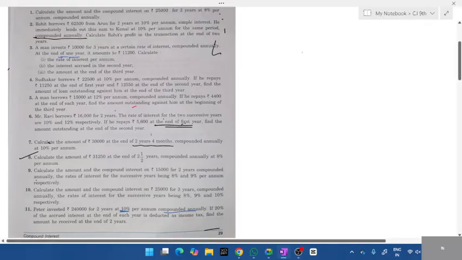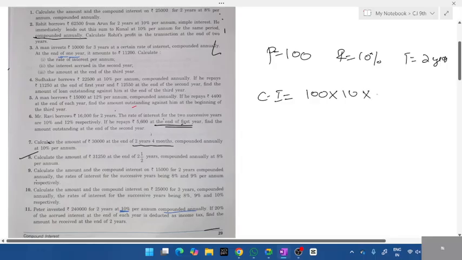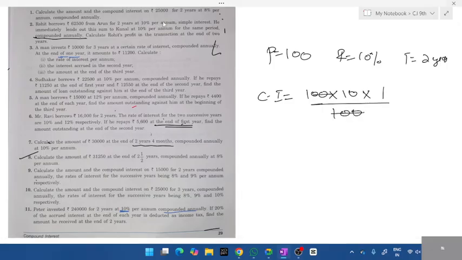Okay, I'll tell you one thing. Assume principal is 100, rate is equals to 10%, time is equals to 2 years. For first year, how will you calculate the compound interest? 100 into 10 into what's the time? 1 by 100. So what will be the interest? Interest is 10. All of you will concentrate here.